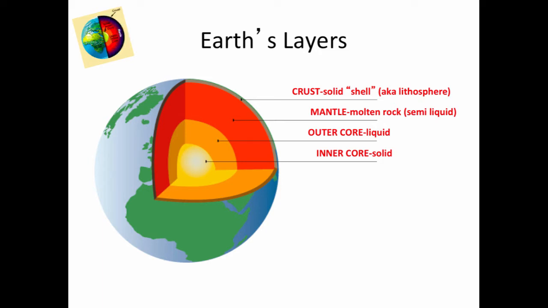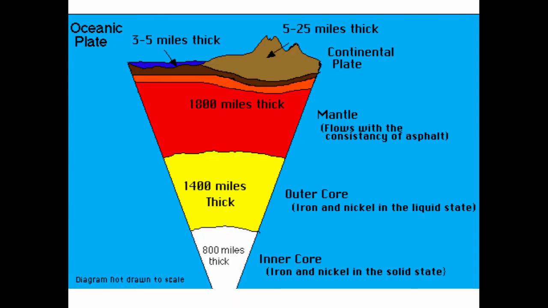Now, in sixth grade, you just called it the crust, but now in eighth grade, we're going to call it the lithosphere. And the upper part of the mantle is going to be called the asthenosphere. So go ahead and draw a very rough layer diagram: the inner core, which is a solid, the outer core, a liquid, the mantle, which is molten rock, a semi-liquid, and the crust, which is a solid shell, the lithosphere. Here's kind of a pie sample.